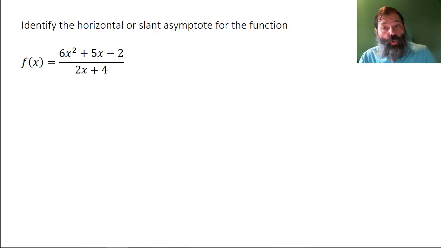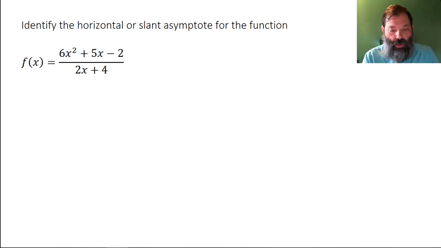Identify the horizontal or slant asymptote for the function (6x squared plus 5x minus 2) over (2x plus 4). So here I see we have a rational function. The numerator and denominator are both polynomials. To determine if there's a horizontal or slant asymptote, we have to consider the degrees of the numerator and denominator.